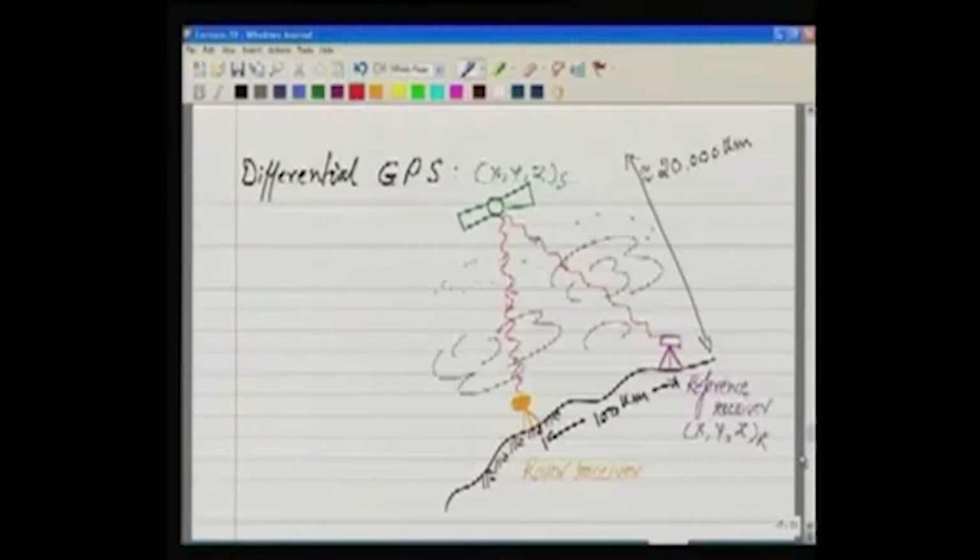One thing here, once this selective availability was there, the meaning of selective availability is the navigation data as well as the satellite clock were being corrupted. Still, the researchers or the people were able to determine or to eliminate the effect of that and to determine the positions more accurately.